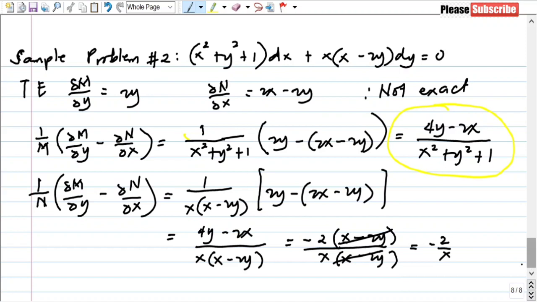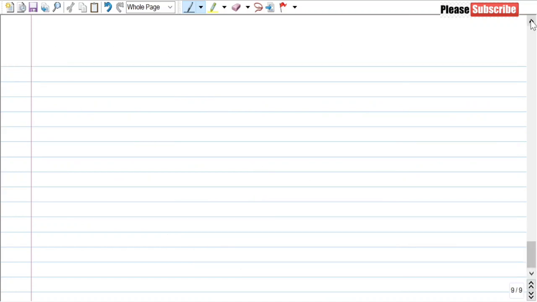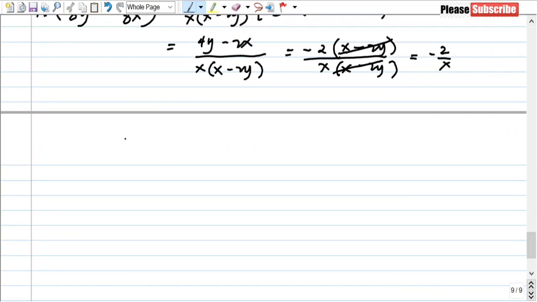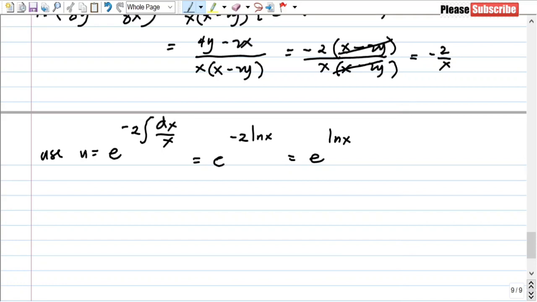So, ano na lang yung variable niya? X na lang. So, ibig sabihin, this is a function of x alone, sorry. Now, gawin natin, use mu, which is the integrating factor, e to the negative, and labas na natin yung 2, which is the constant, integral of dx over x, or that is equal to e to the negative 2 ln of x, or that is e to the ln of x to the negative 2. Actually, that is x to the negative 2. Tama. Yan na yung ating integrating factor.